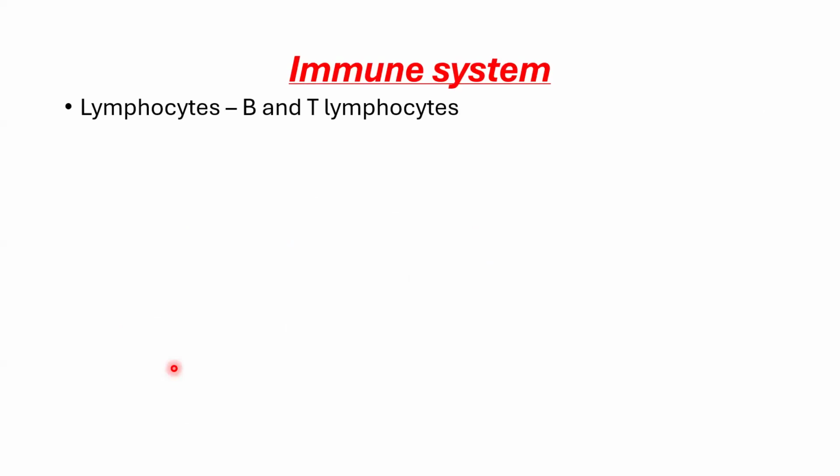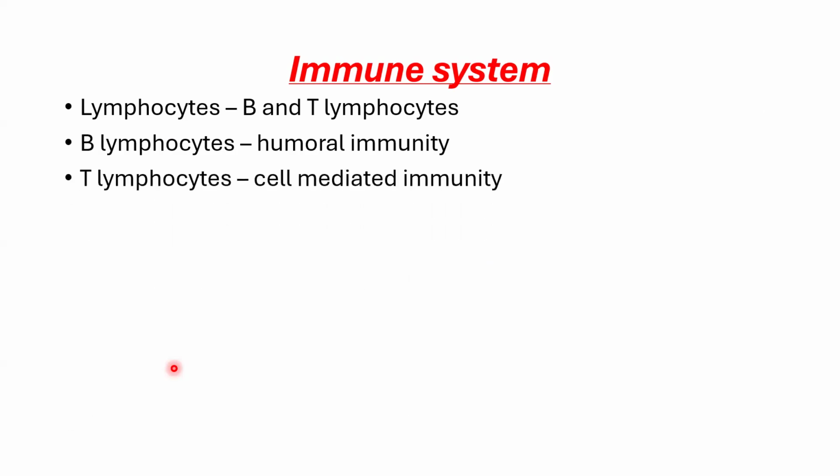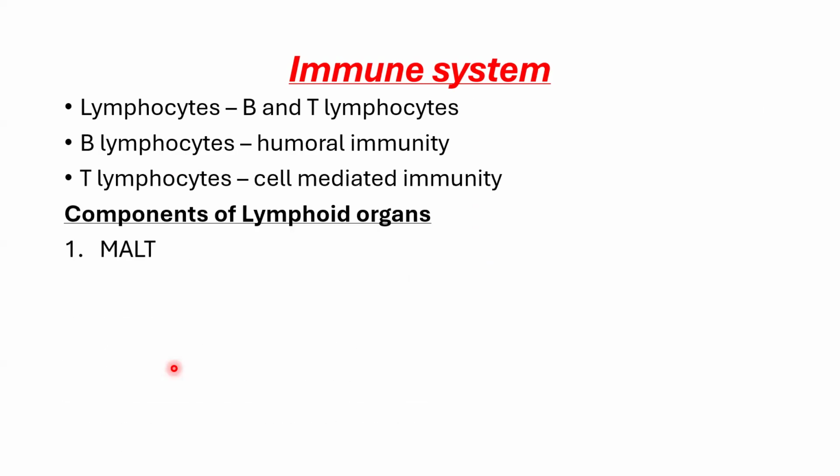So you divide the immune system into two. Remember, we usually have the innate immune system and the adaptive immune system. Under the adaptive immune system is where we find these lymphocytes, B and T lymphocytes. B lymphocytes are concerned with humoral immunity, while T lymphocytes are concerned with cell-mediated immunity. We talked about the components of the lymphoid organs, the mucosal associated lymphatic tissues, the lymph nodes, and the spleen.